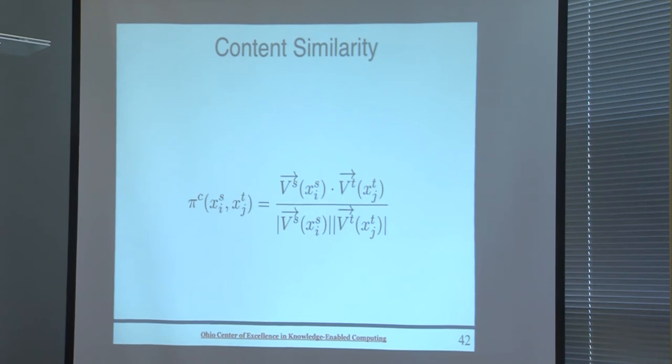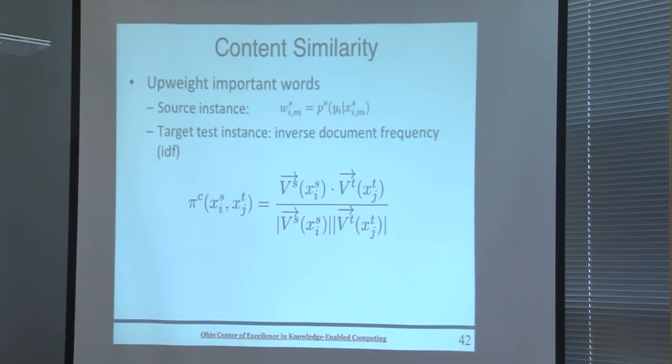So now the question is, how do I use vectors to represent the tweet and the target domain sentence, right? The way I do that is because I want the tweet and the target domain sentence to have a high similarity when important words overlap. So that is why I want to upweight the important words. For the source domain tweet, I use the conditional probability of the emotion label given the word. So let's say for the emotion joy, happy would be a very good feature, right? So that is why you have a higher weight. So that is for the source instance.